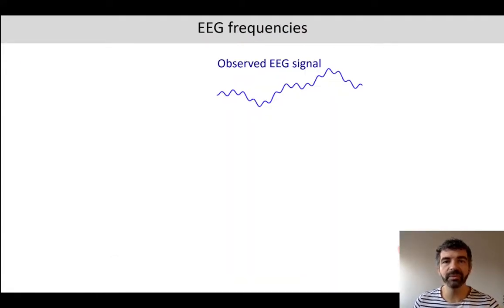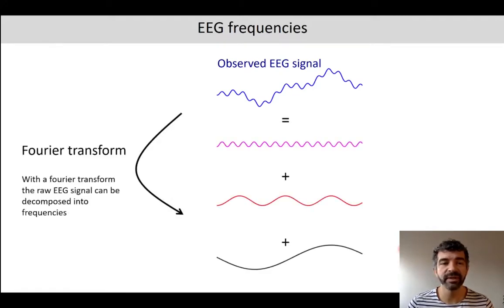Okay, so when we're looking at the EEG signal, it is interesting to see that there are actually different frequencies involved. I've already told you about the alpha band frequency, and I've also told you that the frequencies involved in the EEG signal are a very important property of the measured signal. So when we have an observed EEG signal like this, we can use a Fourier transform so that we can decompose the signal into each individual frequency.